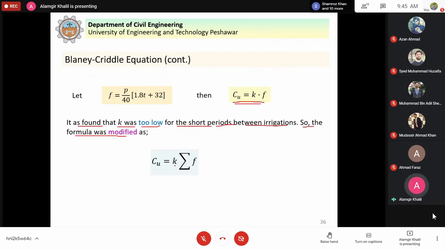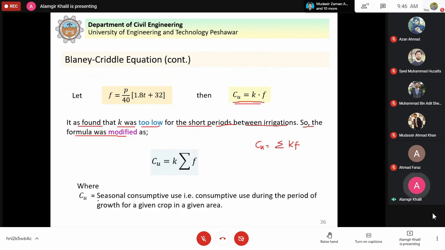And also, if K is variable, here we are assuming one value for K. If K is also variable, this formula can be written like this: Cu is equal to summation of K into F. It can be written in this form also. Here Cu is the seasonal consumptive use, that is, the consumptive use during the period of growth for a given crop in a given area. So using this equation, we can estimate the consumptive use or evapotranspiration for crops.